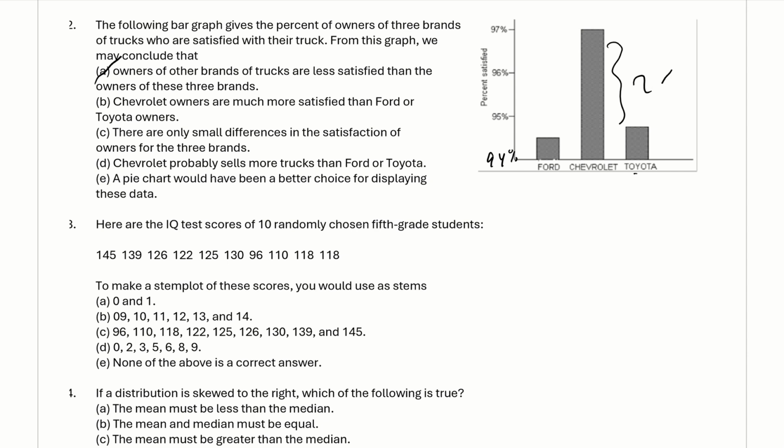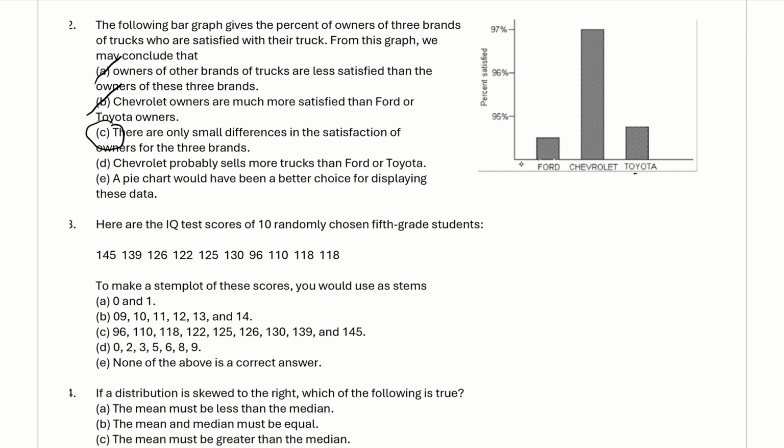This is only a difference of 2%. So it's very little. So we cannot say that they're much more satisfied. We can only say that they're a little bit more satisfied when we compare them. It looks exaggerated, right? But that's because of the misleading graph here. There are only small differences in the satisfaction. This is correct. There's only small differences, only a difference of 2% or less.